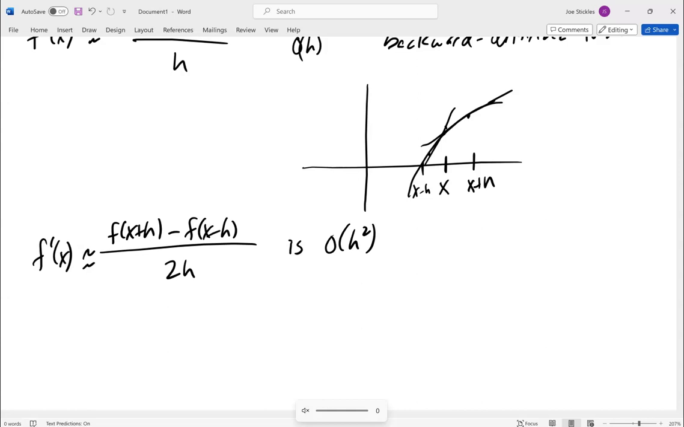We said that the error term was dominated by the h squared piece, so it's O of h squared. This would be an order 2 approximation. And again, that means that as we shrink our h, this should converge a little bit faster, hopefully, to our value for the derivative. Well, one was forward, one was backward. This one's using both sides. What do we call this one? Kind of that little central is what we're using. Yeah, so it'd be central difference formula.